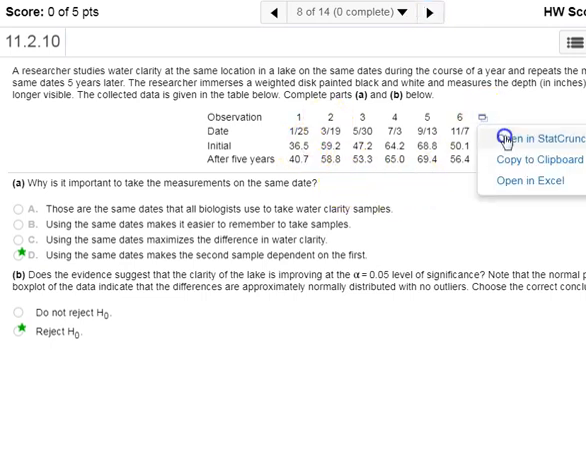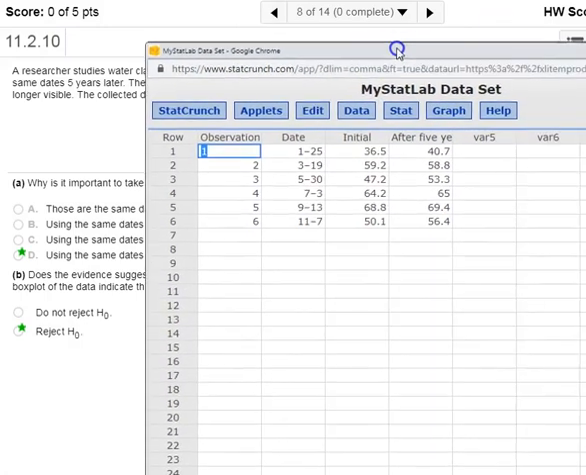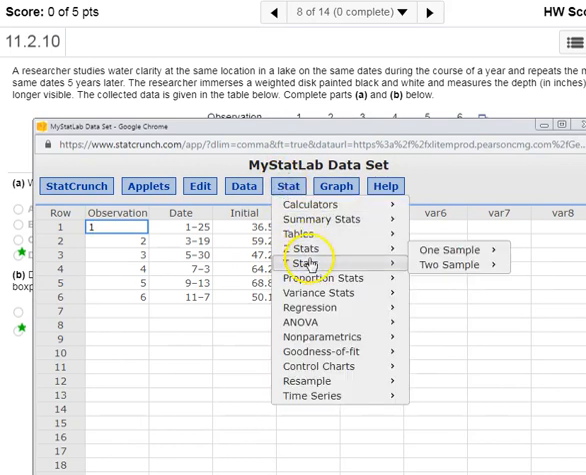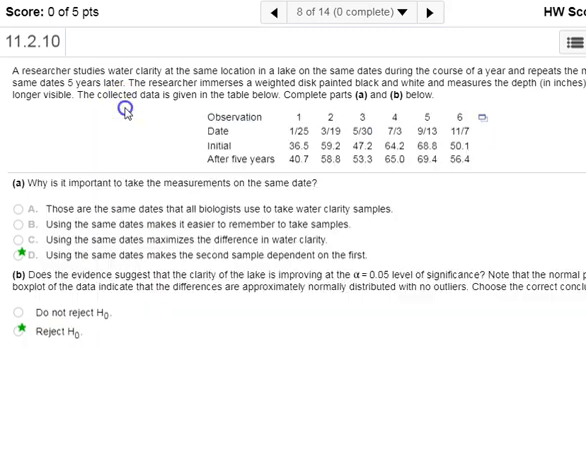So once again, we want to open that in StatCrunch. And if we go to Stat, T-Stats, paired, we can then conduct the hypothesis test. And so we do need to make sure we understand what our null and our alternative should be.